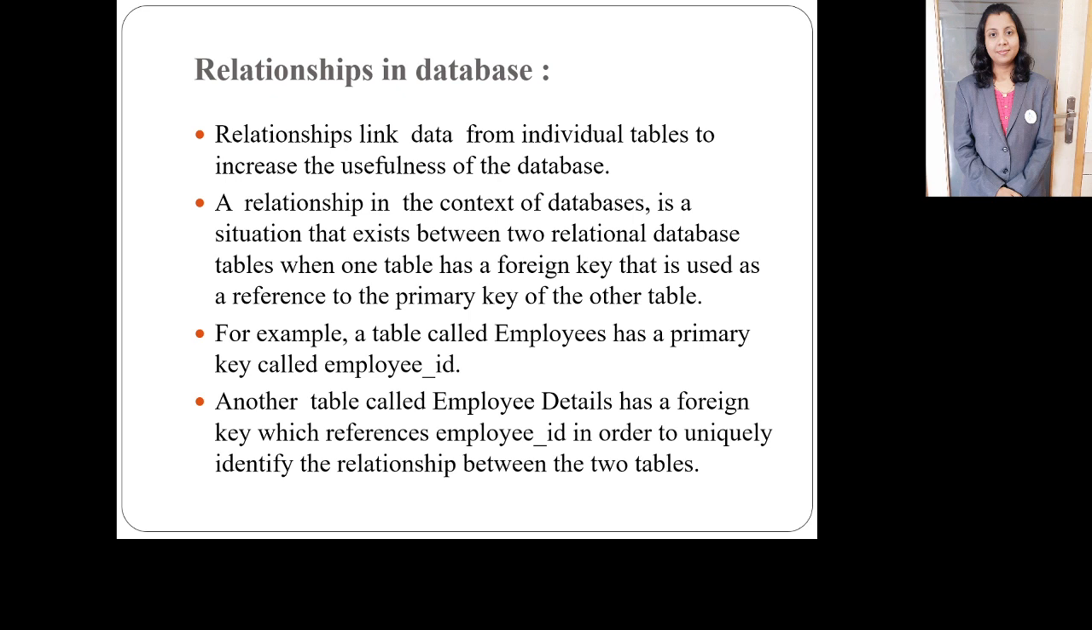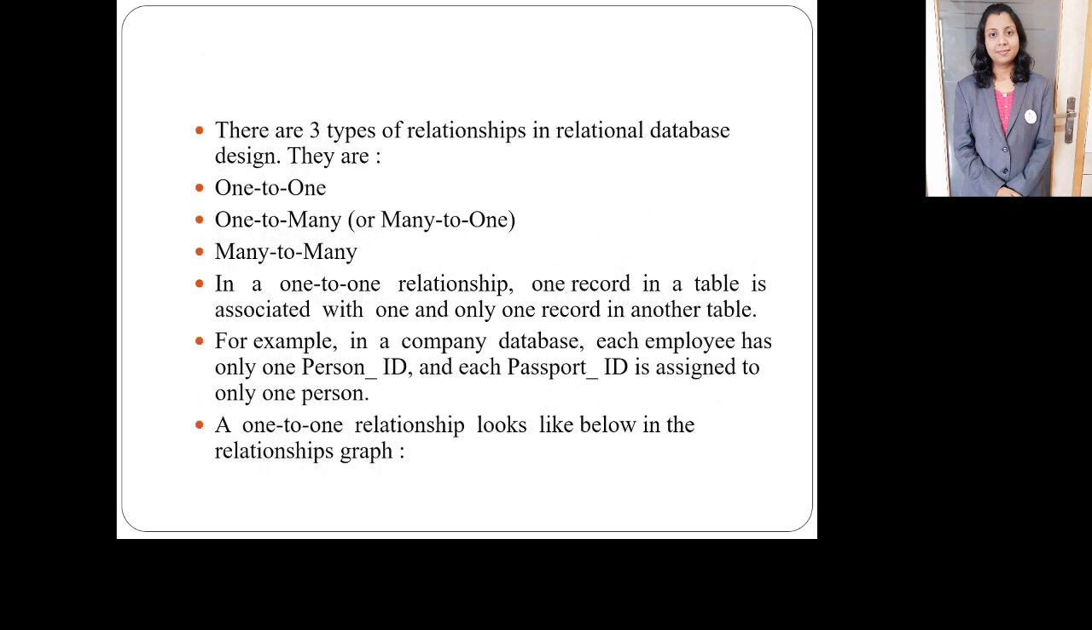Okay, so there is a relationship. So what kind of relationships can exist in a relational database design? They are one to one, one to many, or many to one. Then the last one is many to many.